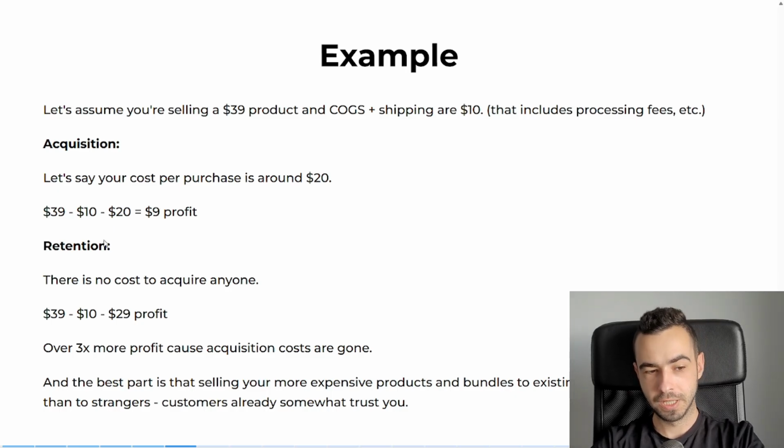But let's take a look at the retention side, where the only cost you have is the cost to produce the product, processing fees, and to ship the product essentially.